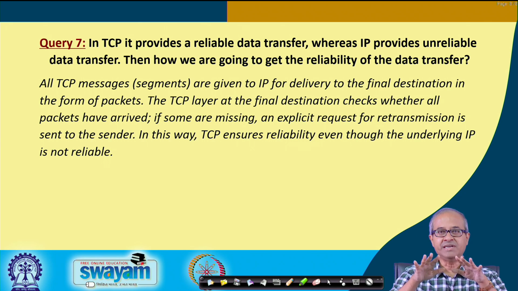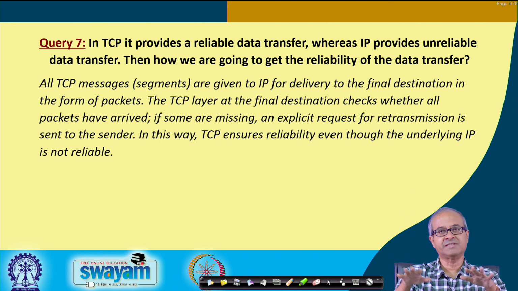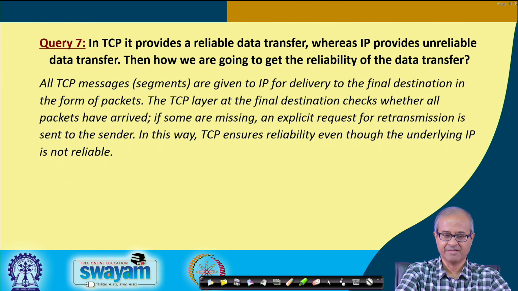This is how TCP keeps track of the data, what was sent and what is received. If there is any missing data, explicit retransmission requests are sent and reliability is ensured, right. So, even though the underlying IP protocol used by TCP is not reliable, TCP does some extra checking, extra bookkeeping to ensure that to the application this service remains a reliable service. Okay. Fine.